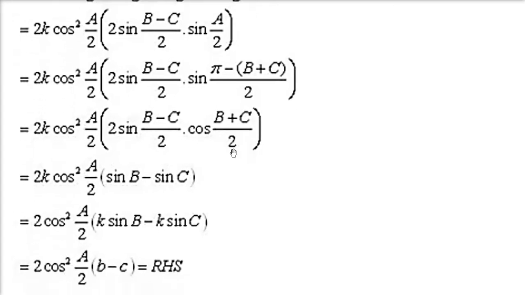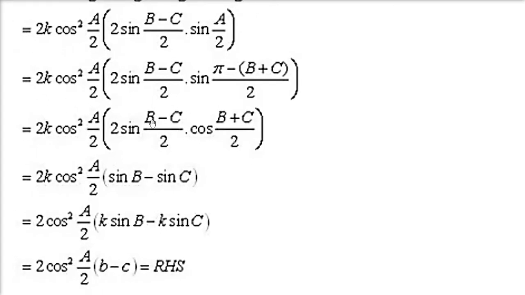Sin 90 minus theta is cos theta, so it will be cos (B+C)/2. So what do you get? Now you have this formula of 2 sin (C−D)... this is 2 sin (B−C)/2 cos (B+C)/2. This is nothing but sin B minus sin C.